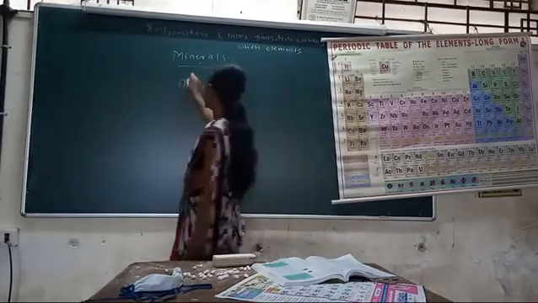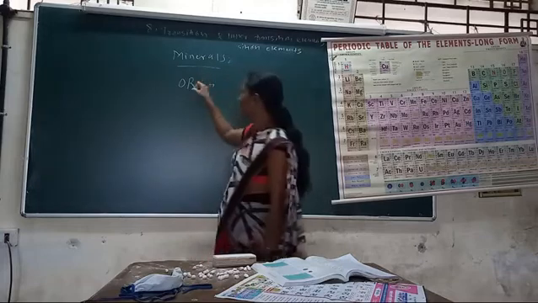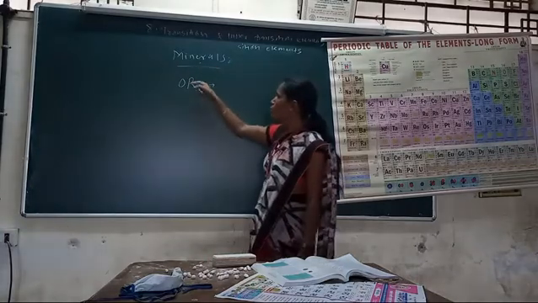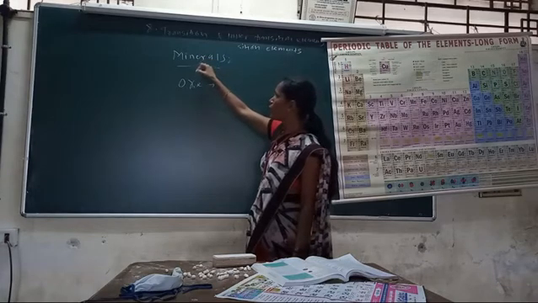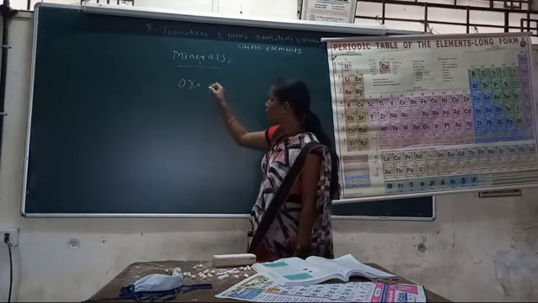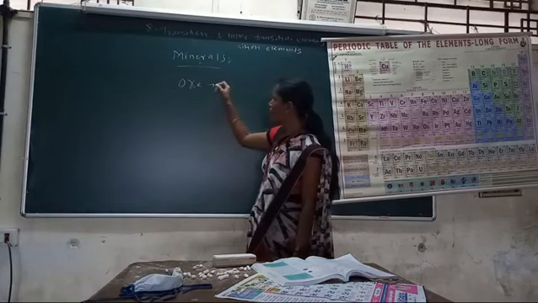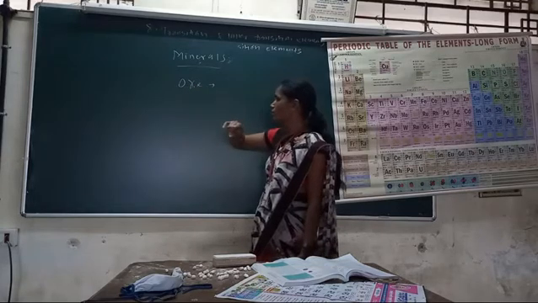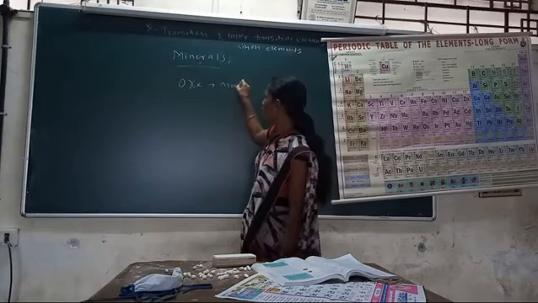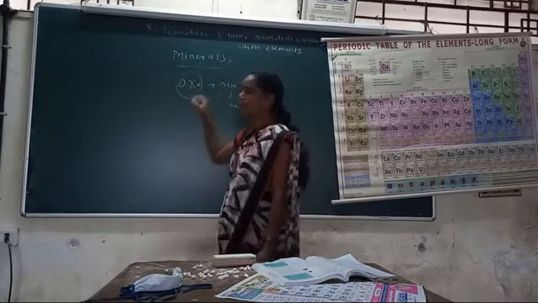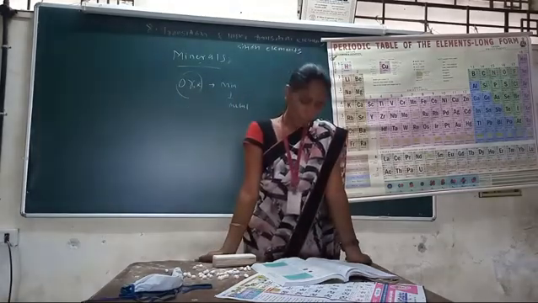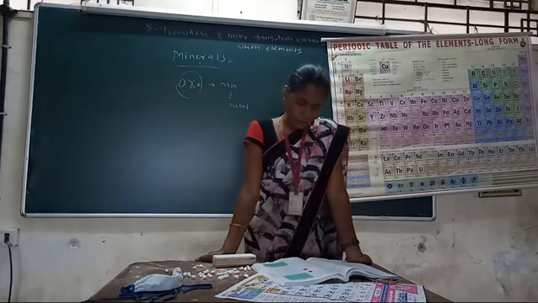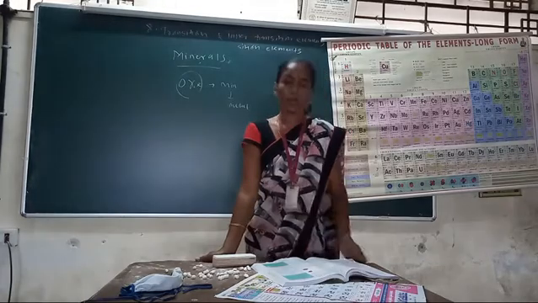Then ore. Ore is the compound obtained from mineral. A naturally occurring compound is a mineral, and the mineral from which metal can be extracted is called ore, means a metal-containing mixture obtained from the mineral is called ore. Then examples of ore.